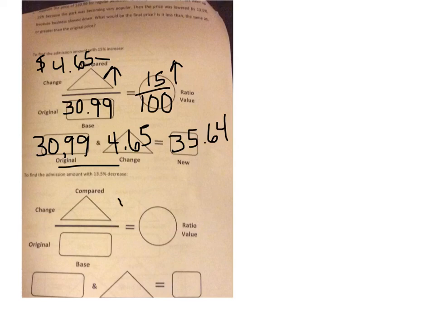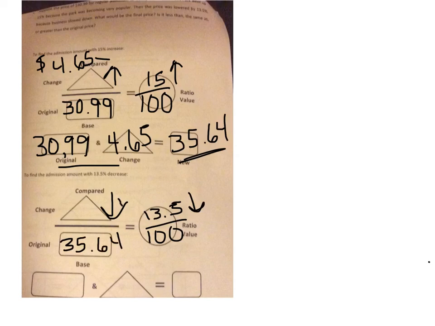But now they want to lower their price because not enough people are coming, and they want to lower it by 13.5%. So I'm going to figure that one out here. 13.5 over 100, because that's what percent means. This is what they're going to decrease, so I'm going to put an arrow down. And now we have a new original amount. Remember, the price went up. So the original amount now, the ticket is really $35.64. We have our three numbers, so we can go ahead and calculate that.